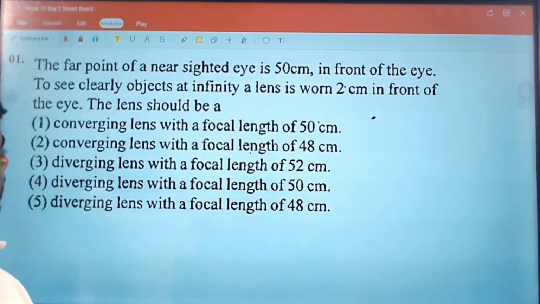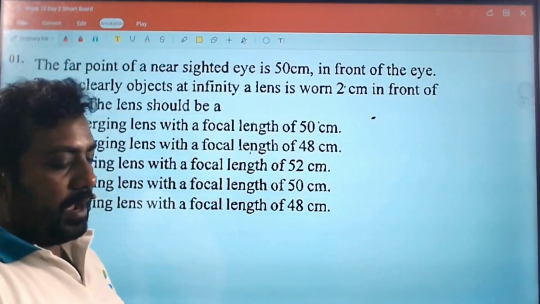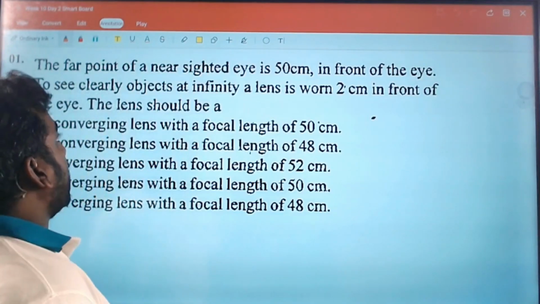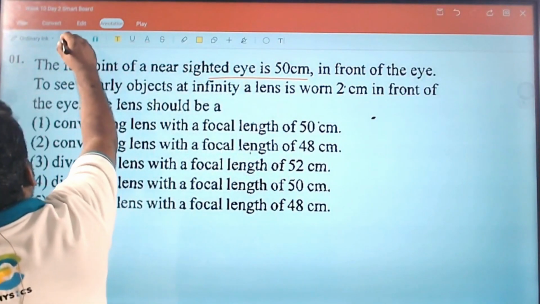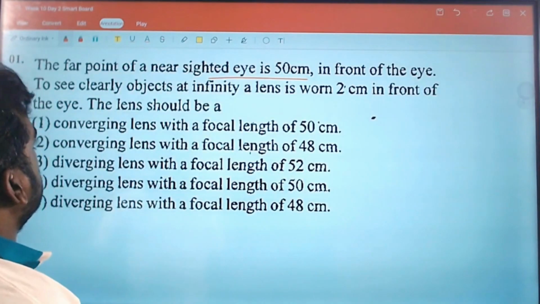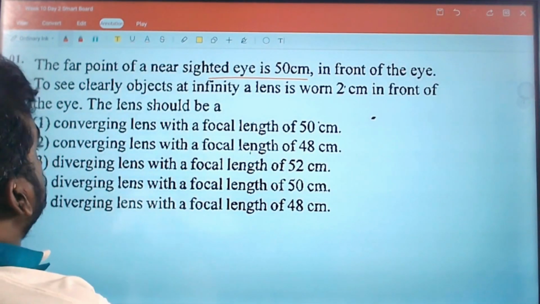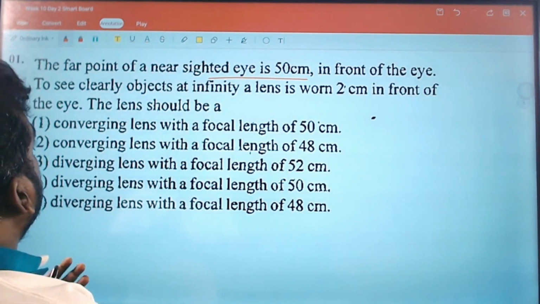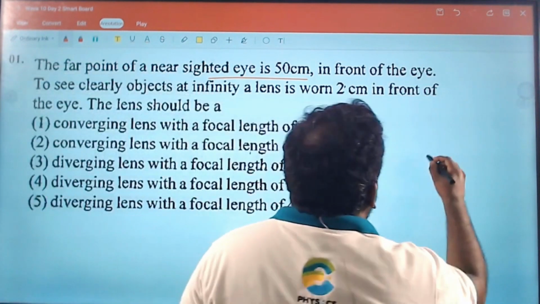The far point of a near-sighted eye is 50 centimeters. To see objects clearly at infinity, the lens is worn 2 centimeters in front of the eye. What should be the lens?